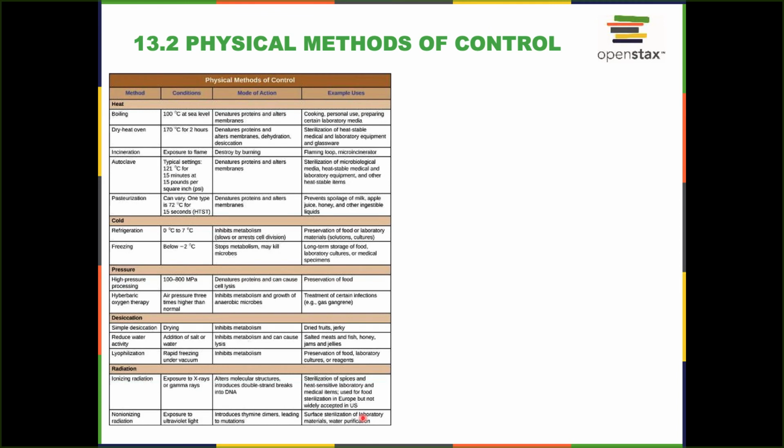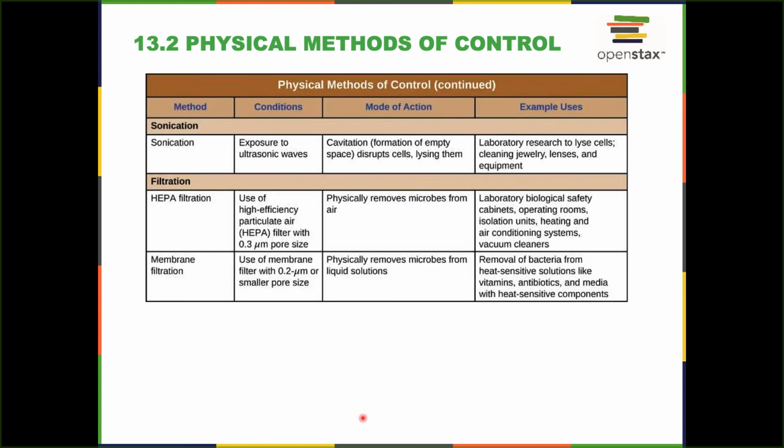So again, in your book, there's a nice chart that summarizes what we just talked about. Again, you don't have to memorize this, right? But it is a really nice overview of what we just talked about, and then some examples of how we use them. We didn't talk about all of them. For example, sonication, we didn't talk about that. So, if we didn't talk about it, you don't have to know it.